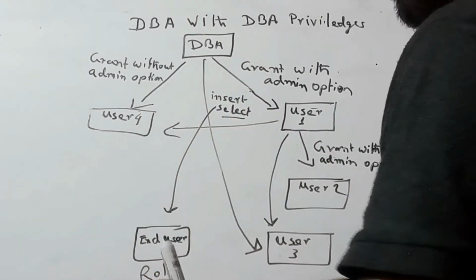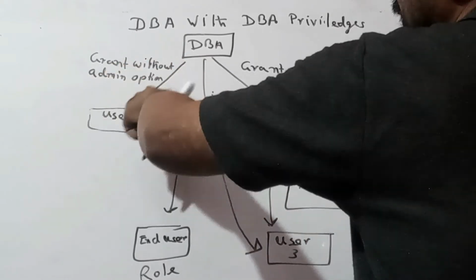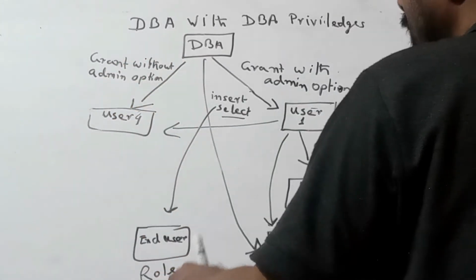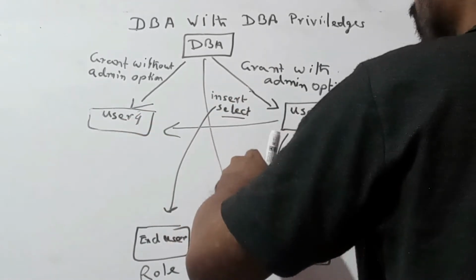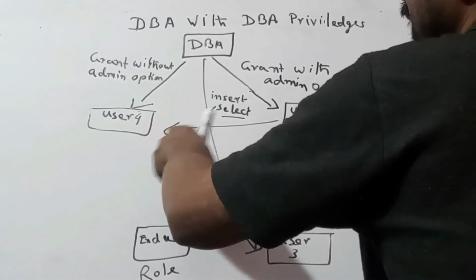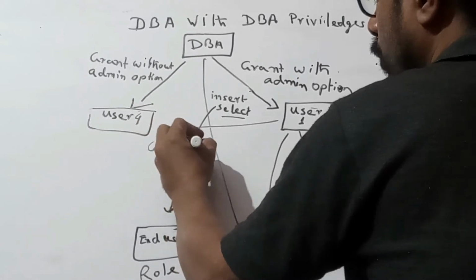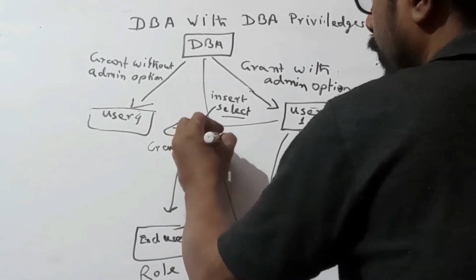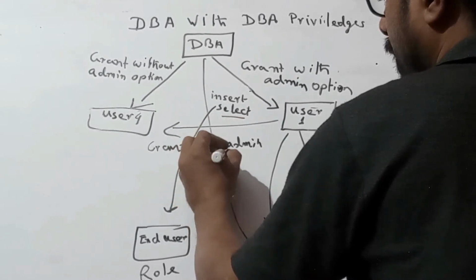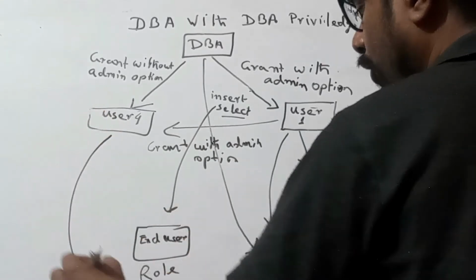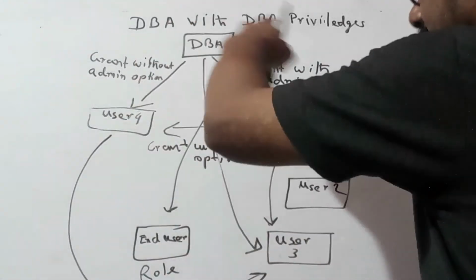In the same way, see there is user 4, to whom the DBA has provided the grant without admin option to the same role. So the DBA can provide that, and user 1 can provide it. If user 1 provides the grant with admin option to user 4, then user 4 can also provide this privilege to user 3. So this is what happens.